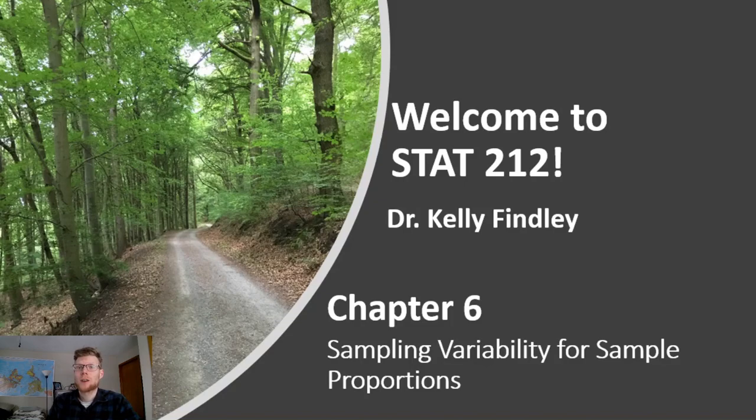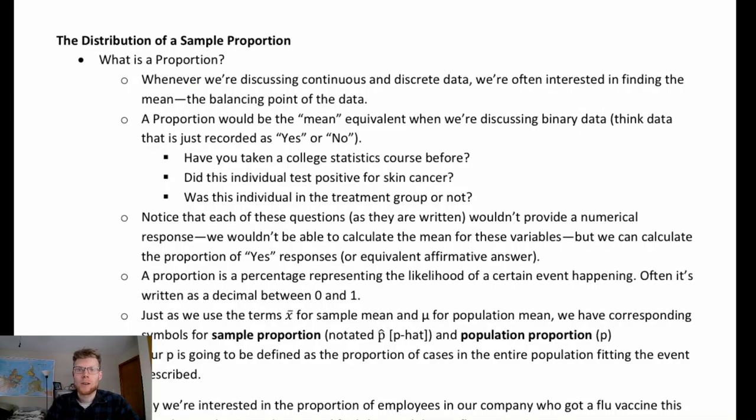In this video, we're going to talk more about sampling variability, but this time in the context of sample proportions instead of sample means. A sample proportion is what we might calculate in the context of binary data. I think we've talked about a proportion at some point before, but we'll more formally define it here.